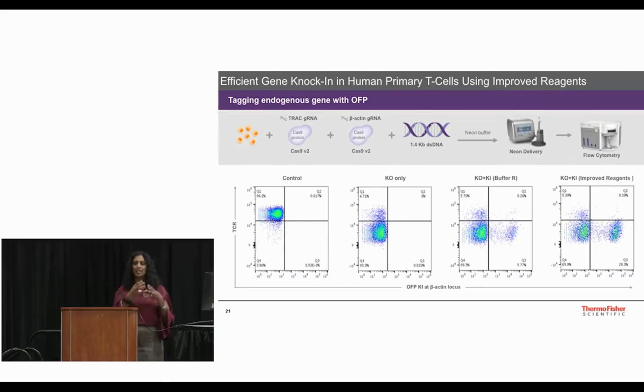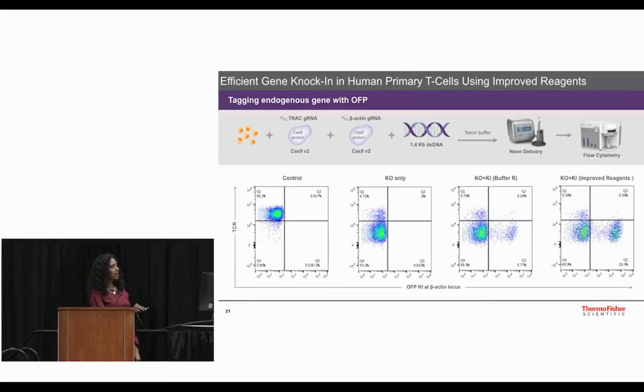So in this case, we are taking T cells and trying to add an orange fluorescent protein downstream of an actin promoter, okay? So we are trying to knock out the beta-actin site and then cut that site and add a 1.4 kb OFP gene sequence. So if you notice this, controls again, this is at the TCR site, I'm sorry. So in this site, you see TCR positive to begin with. And now I'm trying to knock out the cells. I should see TCR negative population, which is pretty good by knocking out.